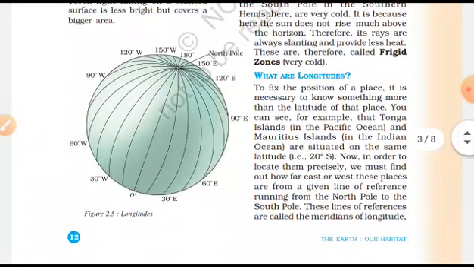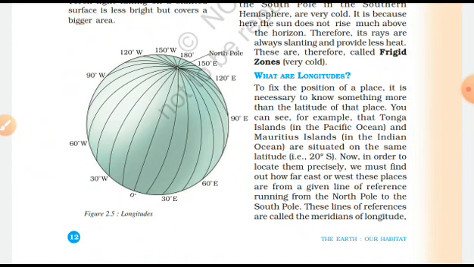This is what the longitude is. So these lines come from North Pole to South Pole, and they make an angle of 30. What is the angle of these lines? It is 30.